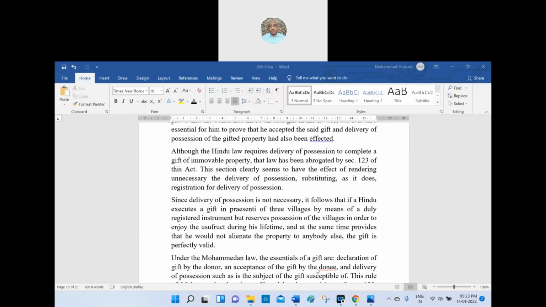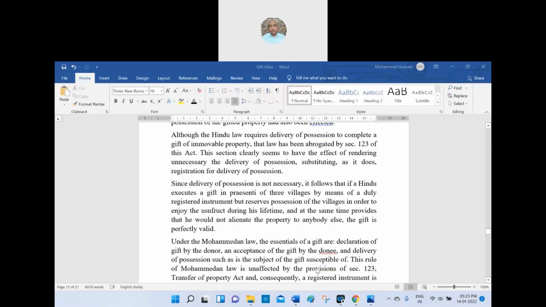So we are enjoying the usufruct during the lifetime, at the same time providing that he would not alienate the property. Yes, you will enjoy the mango. Either you eat it or you sell it, doesn't matter, because it is your property. You can throw it in the dustbin also. But you cannot alienate the property, that is the land or the mango grove trees.